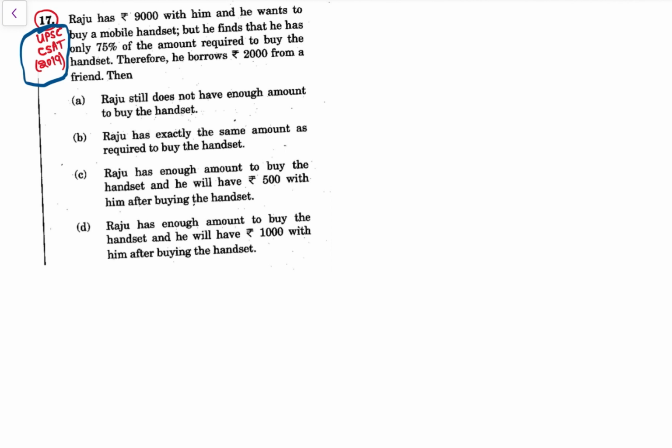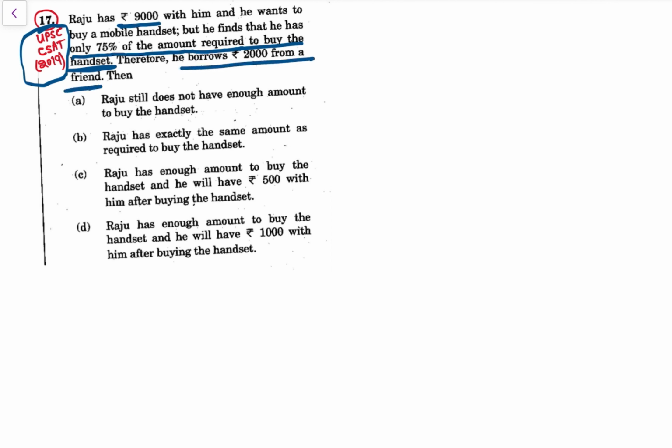Raju has rupees 9,000 with him and he wants to buy a mobile handset, but he finds that he has only 75% of the amount required to buy the handset. Therefore he borrows 2,000 from the friend.